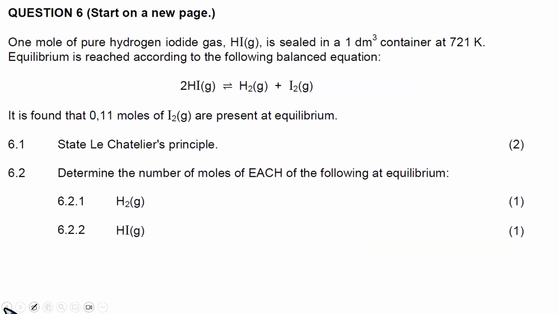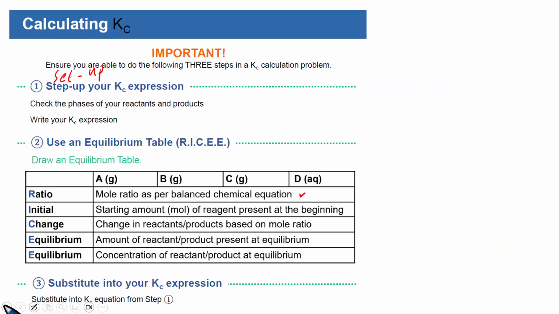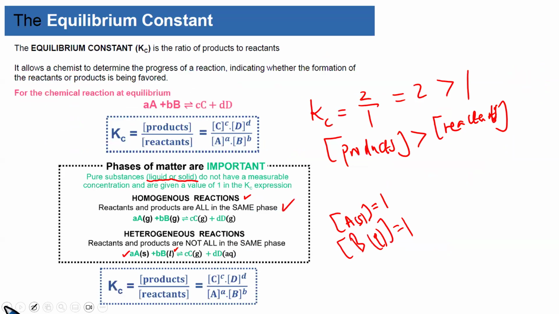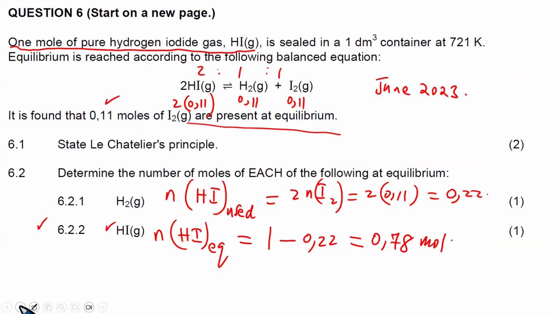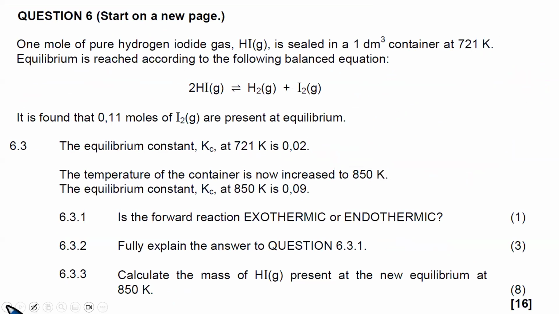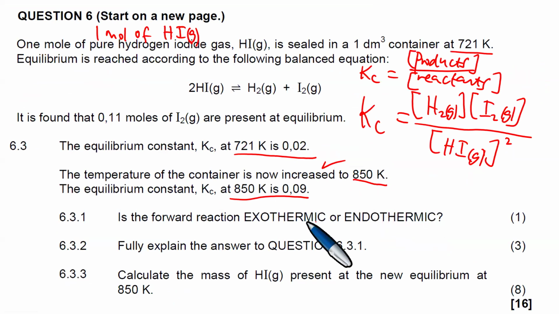Something that we just discussed: the concentration of the products divided by the reactants. The reactants are sitting in the denominator. Okay, so now let's look at these here. If this Kc has now increased to 0.09, is the forward reaction exothermic or endothermic? Because if the Kc has increased, what does it mean?